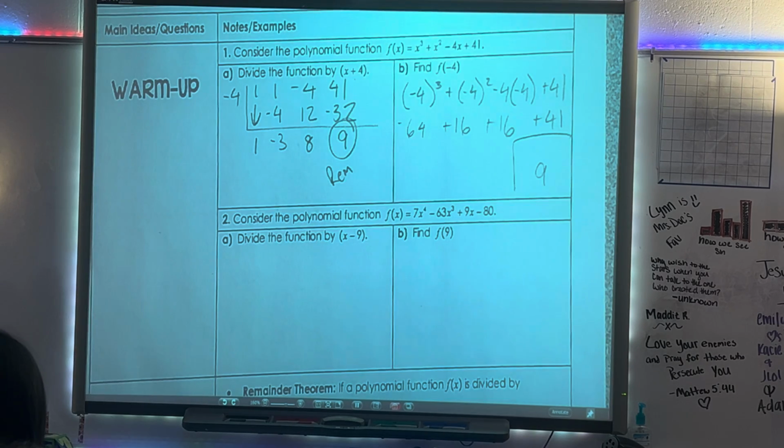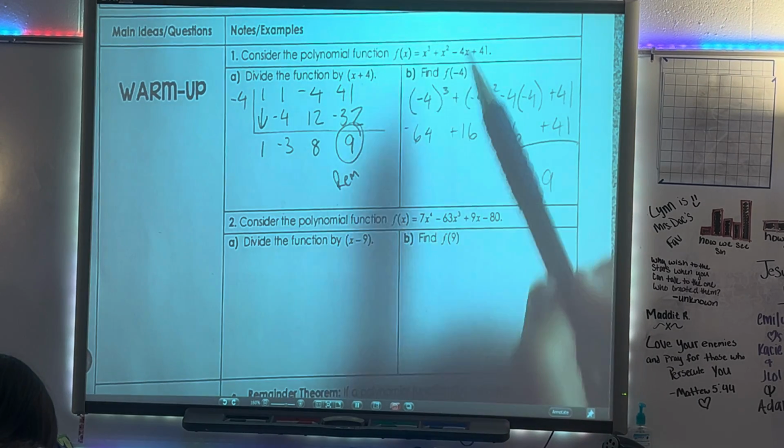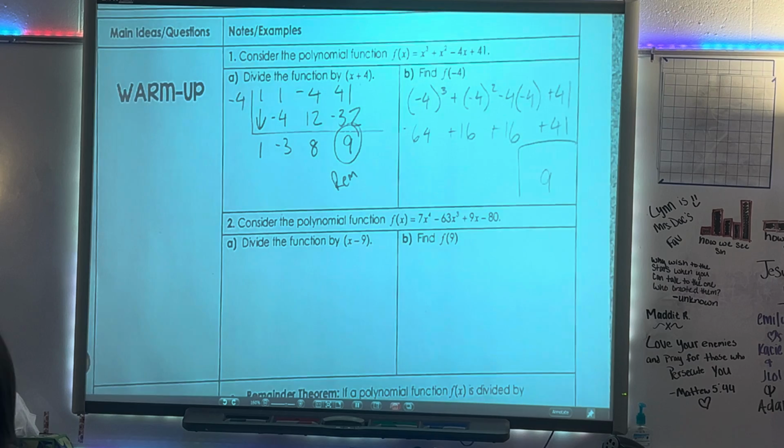So what this is showing you is that when we divide by this factor, whatever the remainder is would be what I would get if I plugged -4 into the original equation. Does that make sense? Just kind of showing you that relationship there. This would be the same thing. I'm not going to work the same thing twice. Y'all okay there? All right.